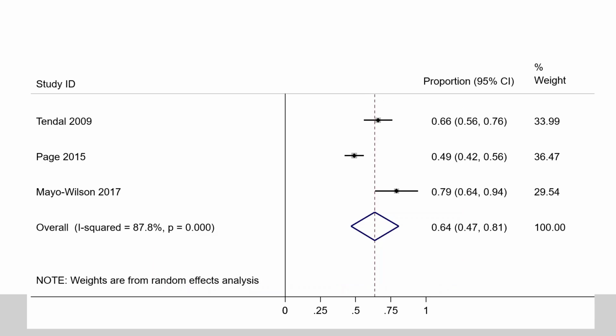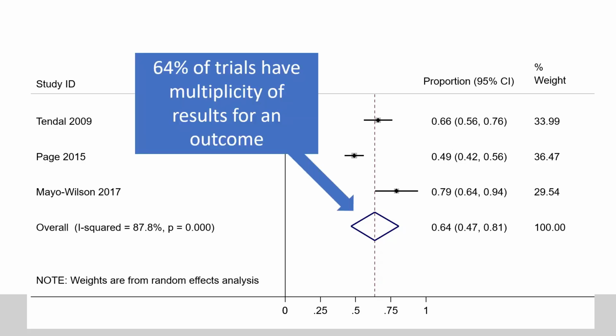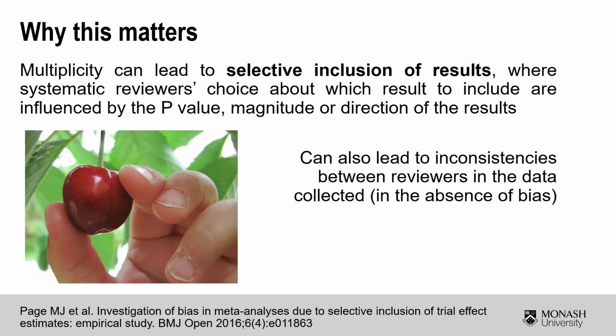Now, some of you might be wondering, how often am I going to come across multiplicity in the studies I include in my review? These are 3 studies that I'm aware of that have looked at how common multiplicity occurs in studies. And on average, we'd say that about 2/3 of the trials you include in your review may have some type of multiplicity of results for an outcome, be it multiple measurement scales for that outcome, multiple time points, analyses, or groups. And so why is this a problem and why does it even matter?